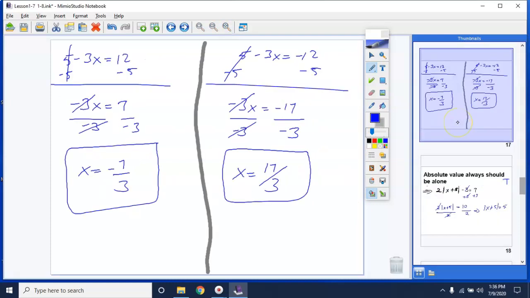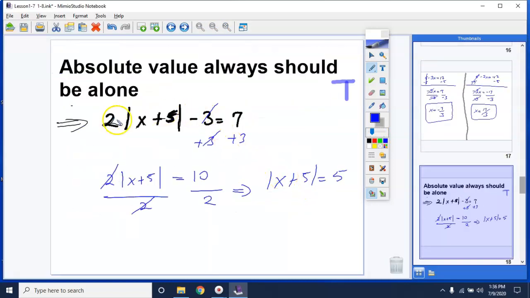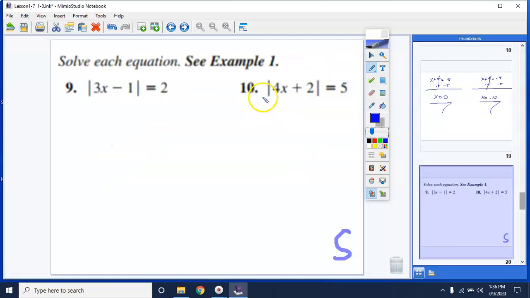If the absolute value is alone, just go ahead and solve it. Get your two equations ready and solve them. But if it is not alone, as you see here, get the absolute value alone first, and then get your two equations ready and solve them. And please stop the video and solve those questions.